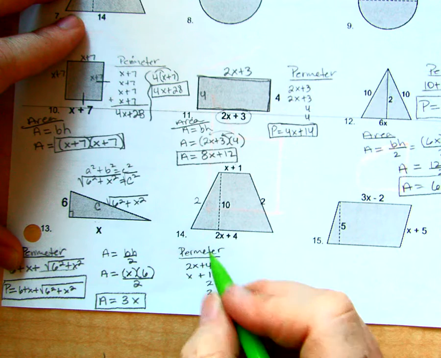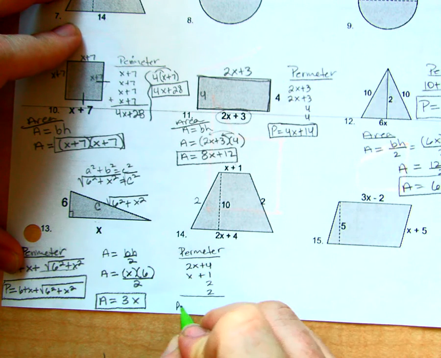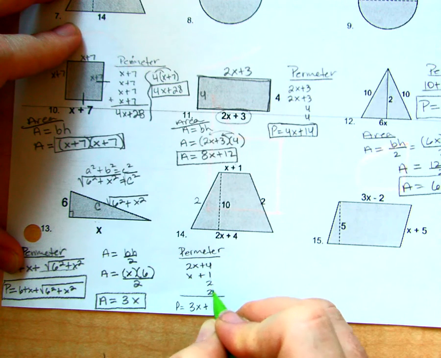Notice I'm stacking my just numbers over here with my just numbers. And that's going to give me a perimeter that is 3x plus 4, 5, 6, 7, 8, 9.